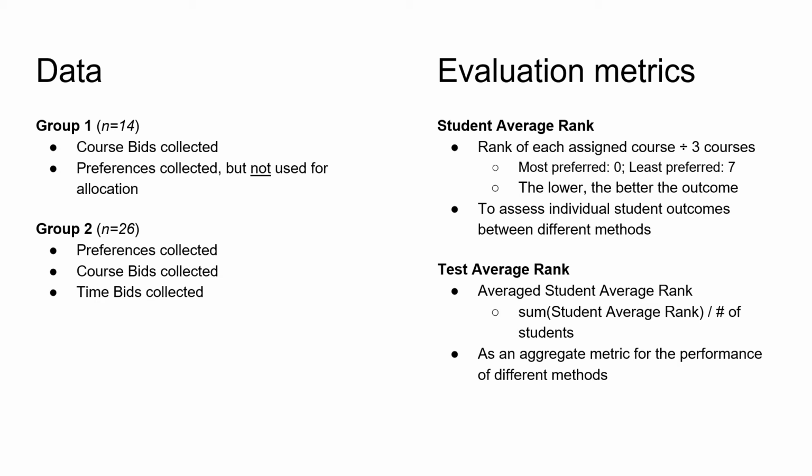To evaluate our course allocation, we consider average ranks, where 0 refers to the most preferred course and 7 refers to the least preferred course. Student average rank, which is the average rank of a student's assigned courses, is used to assess individual student outcomes between different methods, while the test average rank, which is the average rank of all students in a test, is used as an aggregate metric for the performance of different methods.